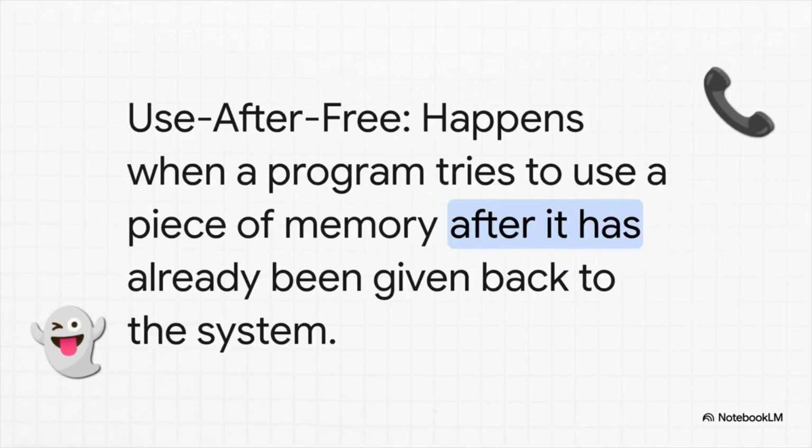Okay, next up, we have a much sneakier bug called a use after free. This is what happens when your program tries to use a piece of memory that it's already finished with and has given back to the system. My favorite analogy for this is, it's like dialing an old friend's phone number, but they moved, and the number was already reassigned. You have no idea who or what is going to pick up on the other end.